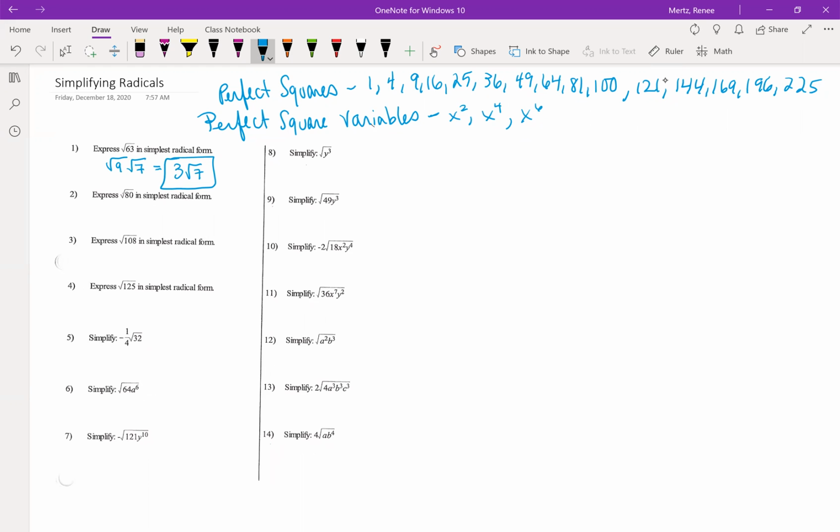You do the next one. What's the largest perfect square that can go into 80? I think we did that one yesterday. Check to make sure you're getting that answer. 108. Check to make sure you're getting this answer. Show your work, please. Sorry, that's hard to read. Same thing with 125.